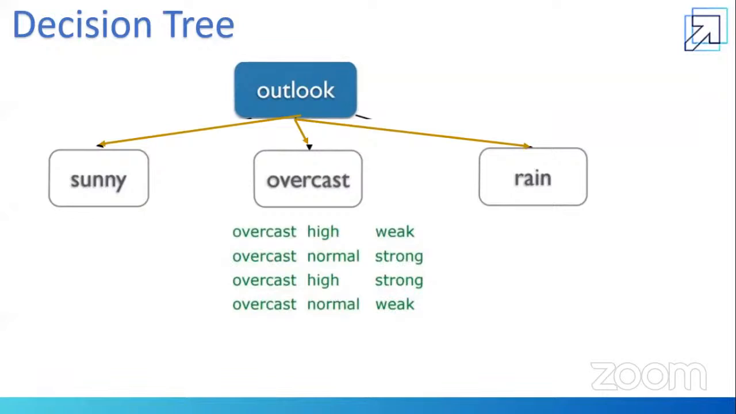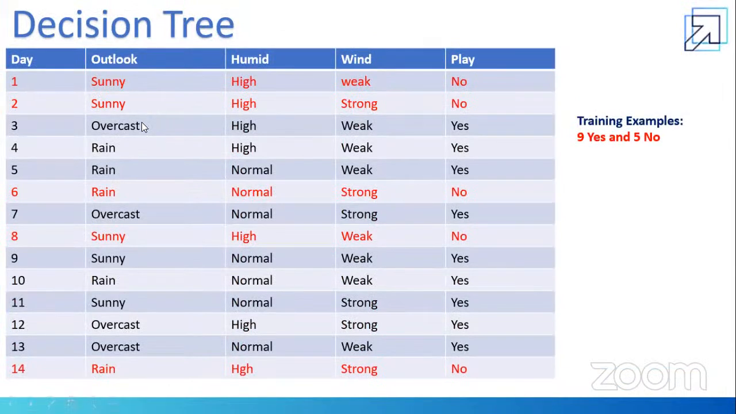We have these sets for overcast. If the outlook is overcast, no matter what the wind and humidity are, the child can go out to play. You can see the data here. Overcast, child can go out. Overcast, child can go out. No matter what the combination is with humidity and wind.